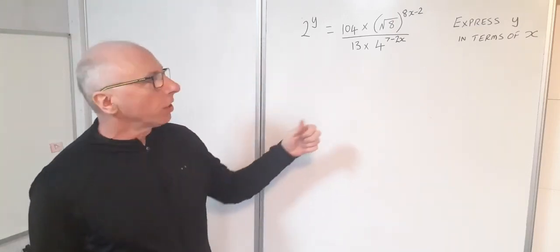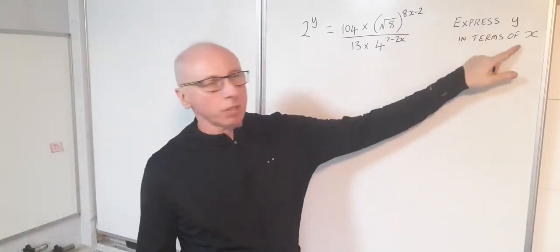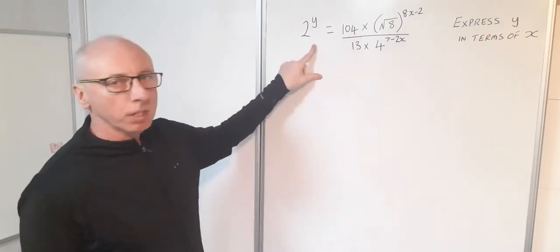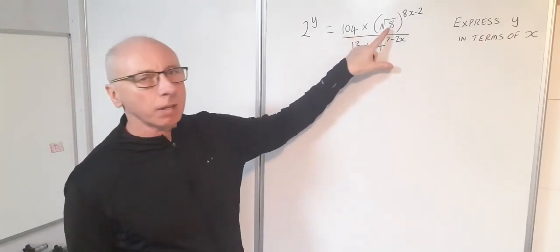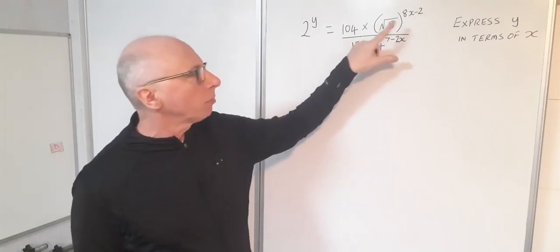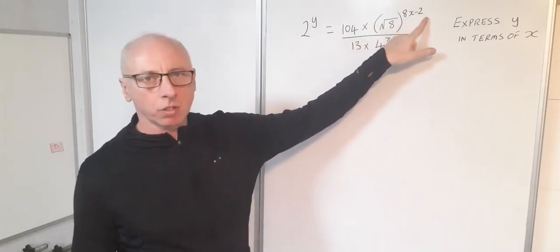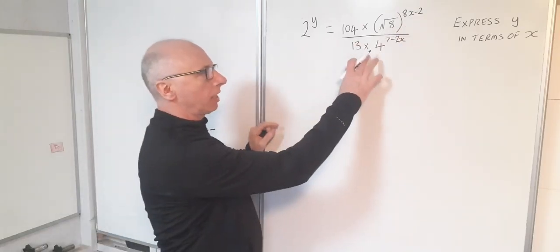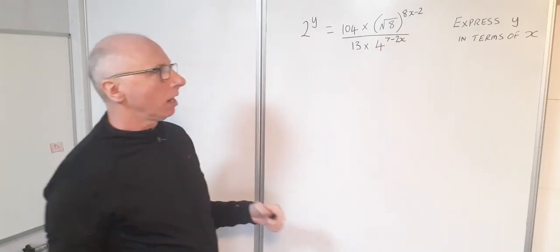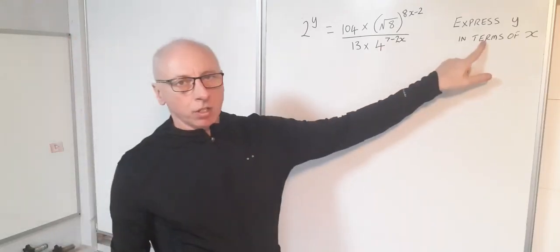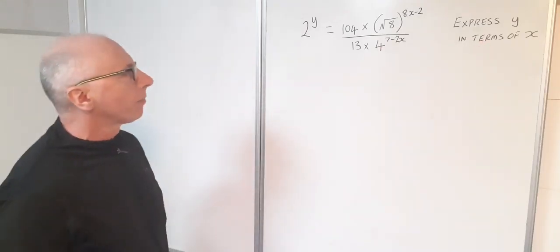So our goal of this question is to express y in terms of x. And we're given this equation, 2 to the power of y equals 104 times the square root of 8, all in brackets, to the power of 8x minus 2, divided by 13 times 4, which is to the power of 7 minus 2x. And we've got to try and get our solution y in terms of x.